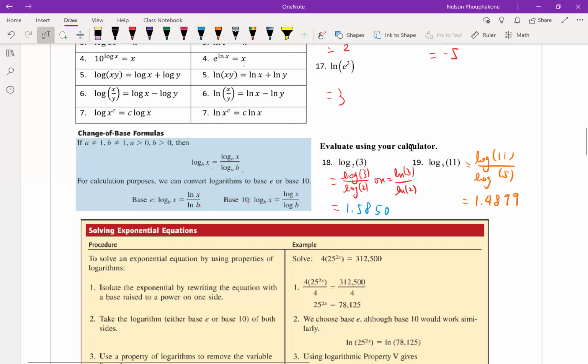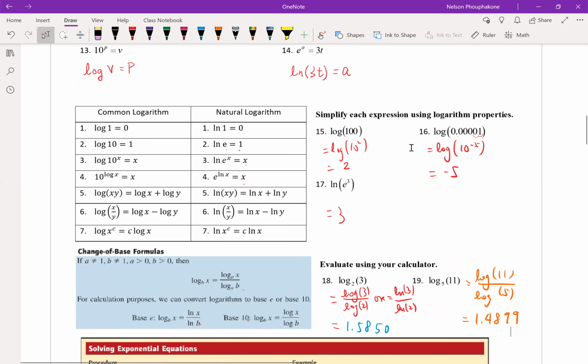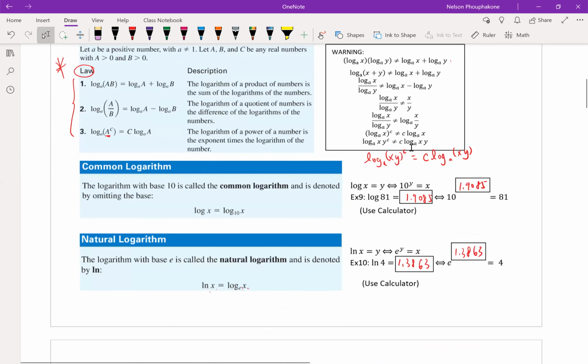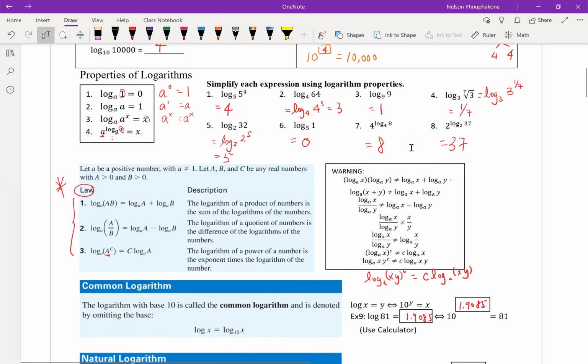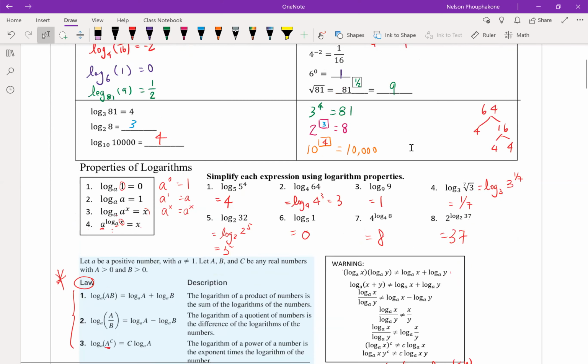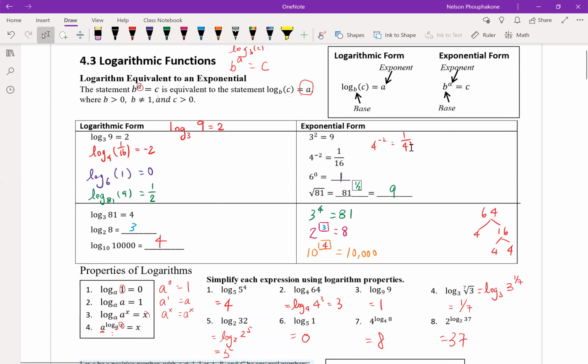So I think that I will make this lecture into two videos. One actually introduces the properties and stuff, and then in the next video, I will talk about how we work out the applications, how we solve the equations of log. So again, in this video, basically I talk about the properties and the three laws, and of course, I also talk about how we write back and forth between the two forms.